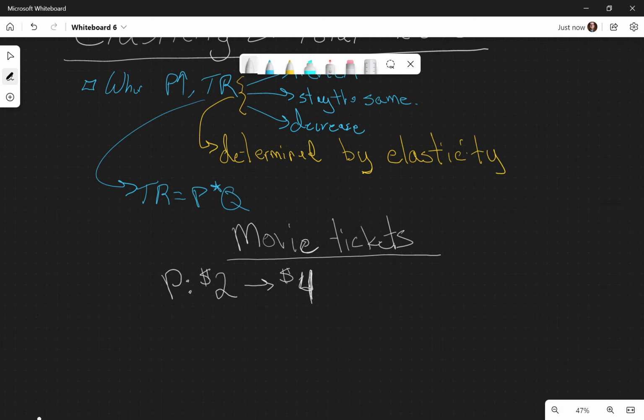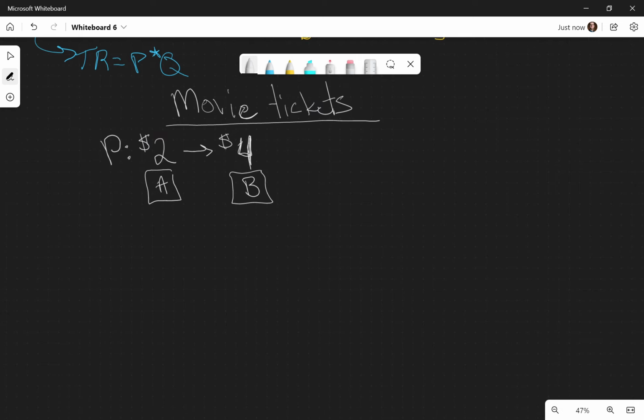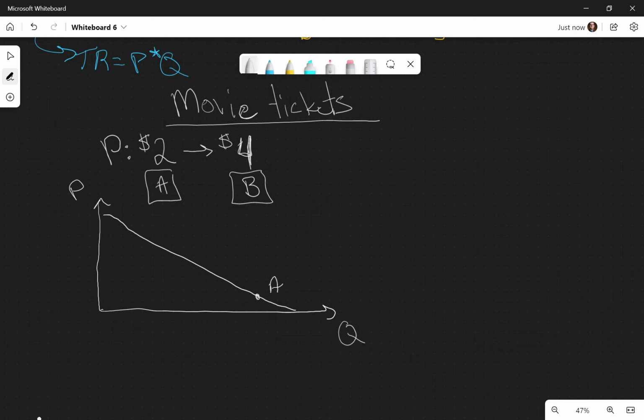So we're going to call this point B, and we're going to call this point A. And we are given some information about movies. We are given a demand schedule. And we are told that at this particular point A, there are 500 tickets being demanded at the $2 price.